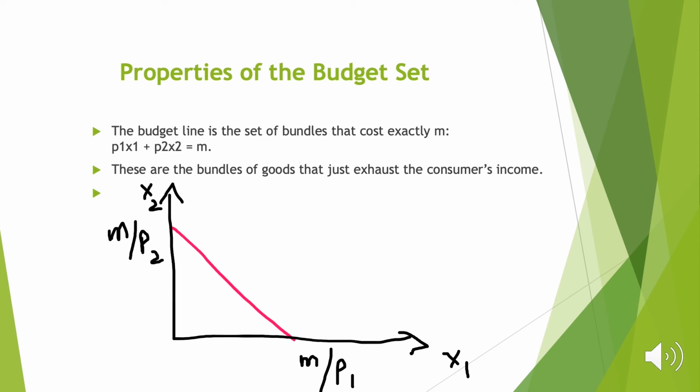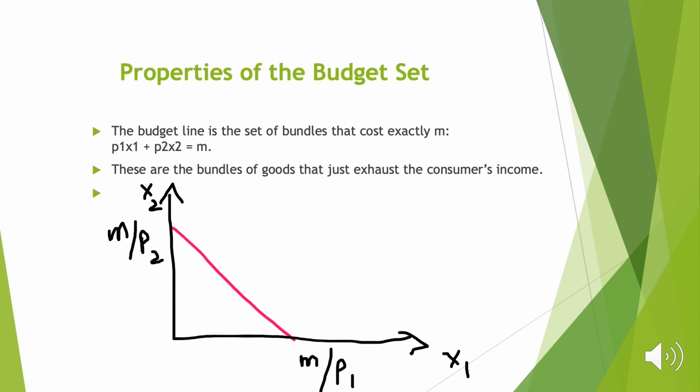If he changes his consumption pattern, and if he only consumes good 1, that is pens, since P1 is rupees 10, he will be able to consume 10 pens. That is 100 by 10, which is the same as M by P1. In the case of good 2, if he spends all his money on pencils, he'll be able to consume 25 pencils. That is 100 by 4, which is M by P2.